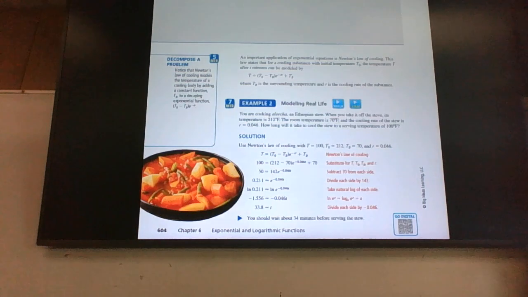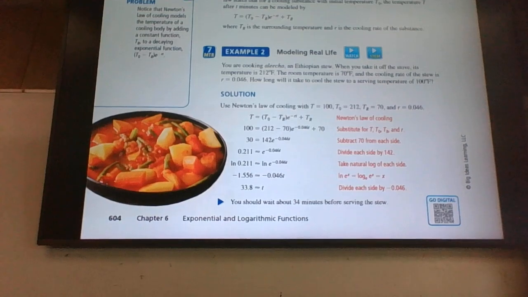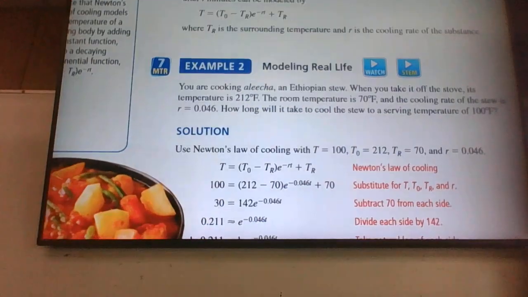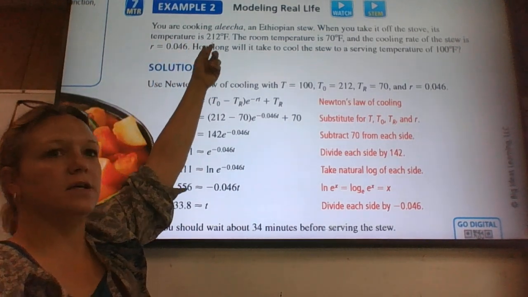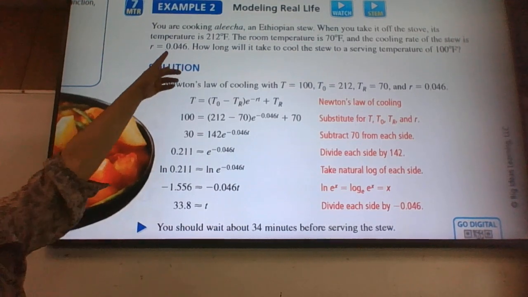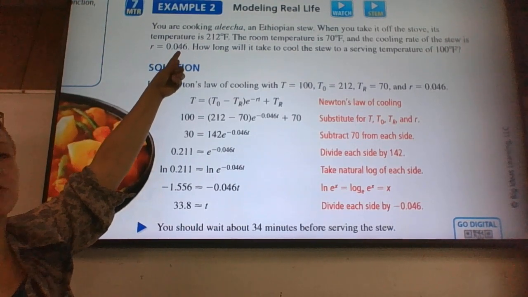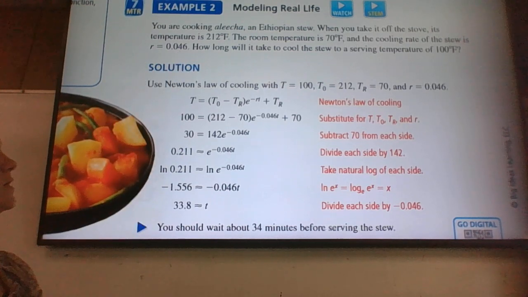So let's look at how the formula is solved. It's really not that different from the pink paper we did yesterday. This is Injera, an Ethiopian stew. The stew is done cooking at 212 degrees. I didn't realize their stews got that hot, but I believe it. The temperature in the room is 70 degrees Fahrenheit. The stew cools 4% every minute, so it cools pretty quickly. The soup will be cool. So how long will it take the stew to cool to the serving temperature of 100?